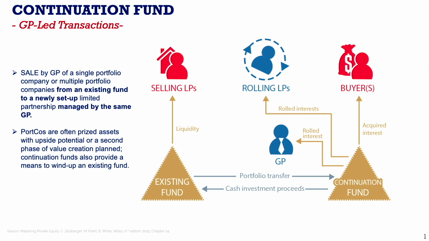So, what happens in a continuation fund? What happens in a GP-led transaction? We are transferring one or two portfolio companies, or potentially more, into the continuation fund. The continuation fund, having raised fresh money from LPs, will basically transfer the cash investment proceeds to the existing fund.